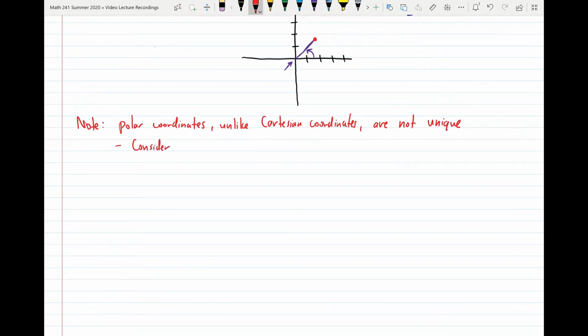Consider the ordered pair (2, 3 pi over 4), and then the ordered pair (2, 11 pi over 4). These represent the same point.